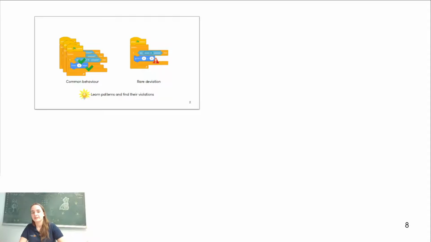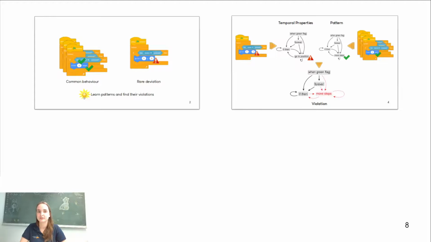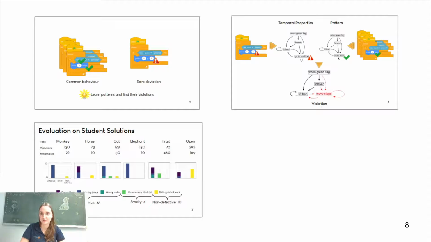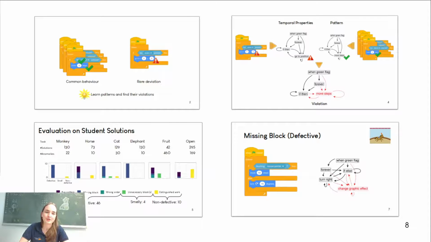So overall, we identified the need to support teachers with tools for automated debugging. We came up with the idea to learn correct block patterns and inspect rare deviations from these coding patterns in order to find bugs. We found that anomaly detection in Scratch works and helps us find bugs, code smells, and distinguished student work. Particularly, we found generic as well as project-specific bugs, such as the wrong order of blocks or missing blocks. To sum up, anomalies provide valuable automated feedback to teachers and students without needing a specification, test suite, or any manual inspection.